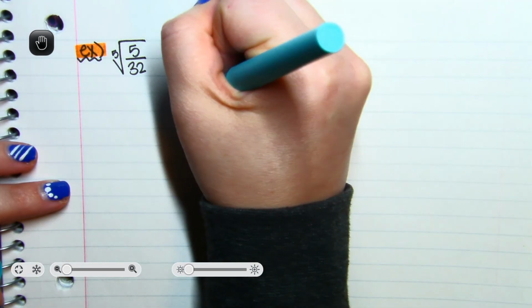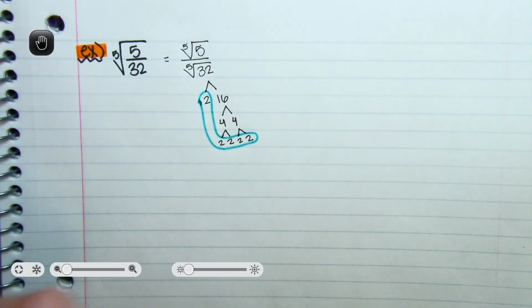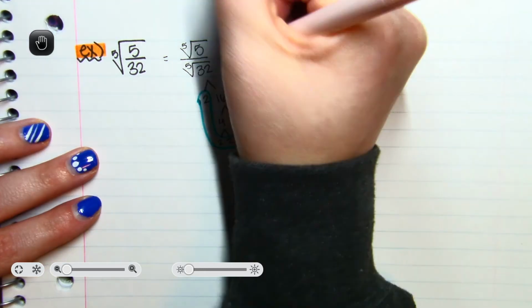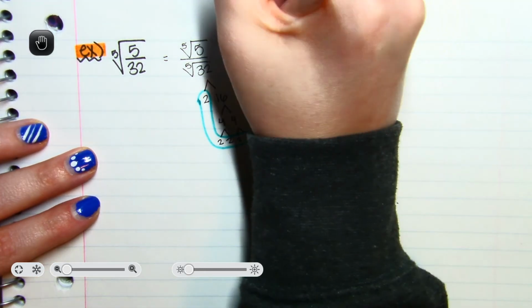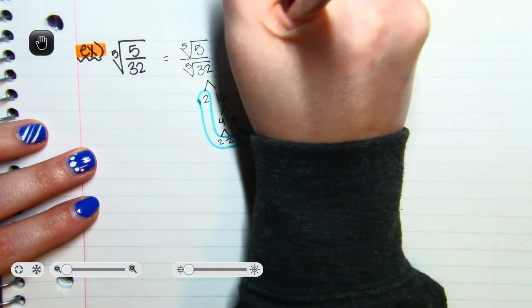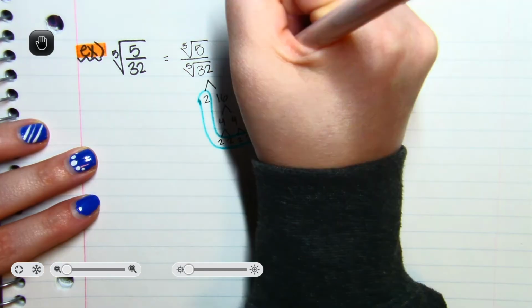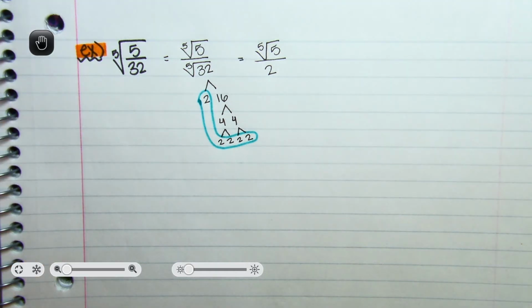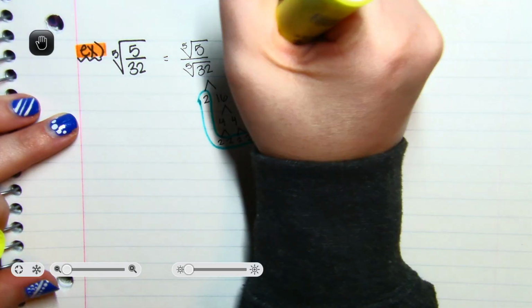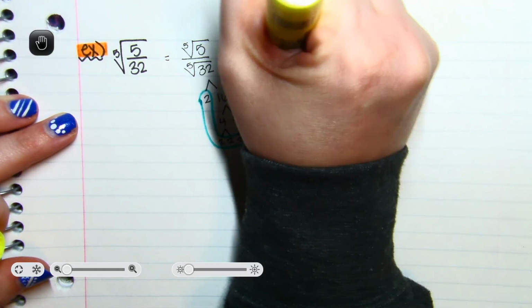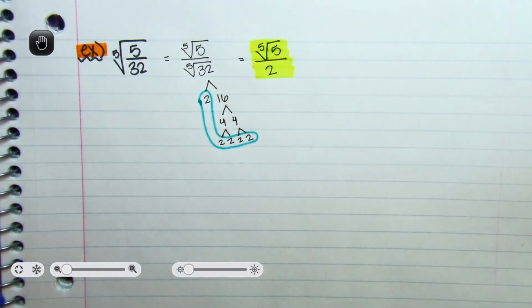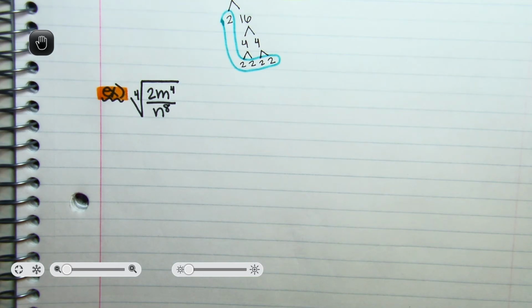Because remember, it's the 5th root, so we're looking for groups of 5. If it was the 7th root, we'd be looking for groups of 7. The 11th root, we'd be looking for groups of 11, etc. So the top I couldn't do anything with. But the bottom, a 2 comes out, and I didn't have any stragglers that get left behind. So that's my answer. All right, let's look at another one.